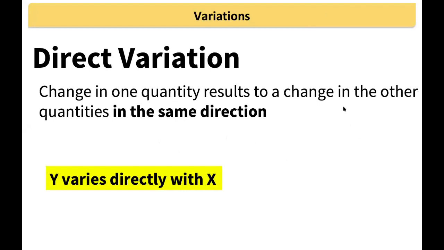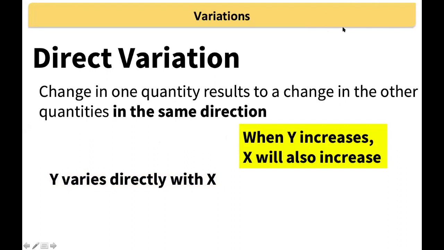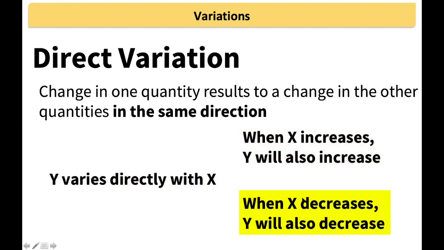So, ano ibig sabihin ng in the same direction? If, say, we have y varies directly with x, ang ibig sabihin lang natin dyan is when x increases, ano mangyayari sa y? When y increases, ano mangyayari sa x? X will also increase. Okay? So, when x decreases, y will also decrease. So, kung yung isa aangat, yung isa din aangat. Kung yung isa bababa, yung isa din is bababa. Ganun kapag meron kang direct variation.